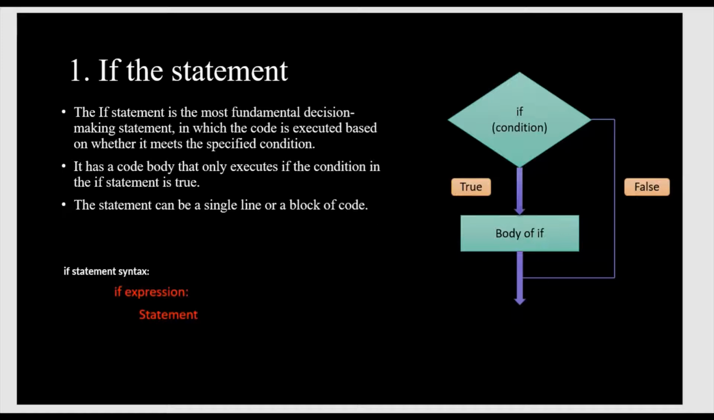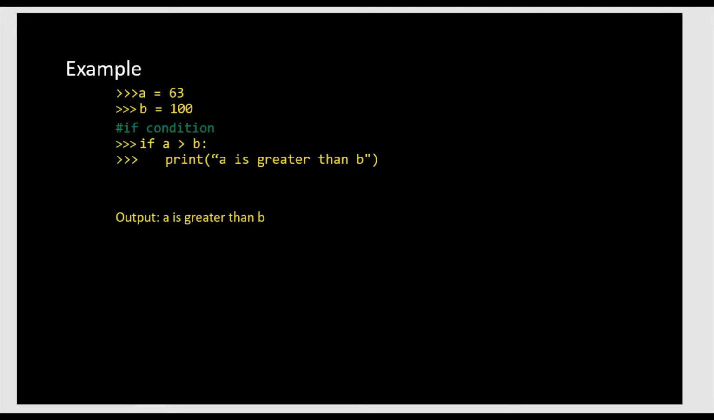And the first one is the if statement. The if statement is the most fundamental decision making statement, in which the code is executed based on whether it meets a specific condition. It has a code body that is only executed if the condition in the if statement is true. The statement can be a single line or a block of code. So here the syntax is if expression, where we write the expression and the statement. This is a flowchart of the if statement working. If the condition is true, it directly executes; otherwise it does not. Let's move into the example so you can clearly understand.